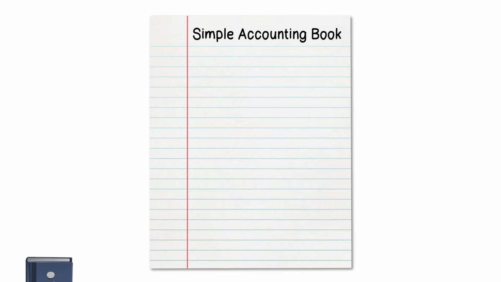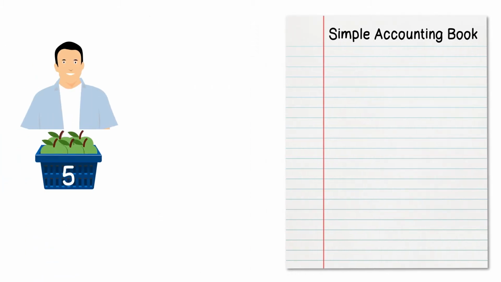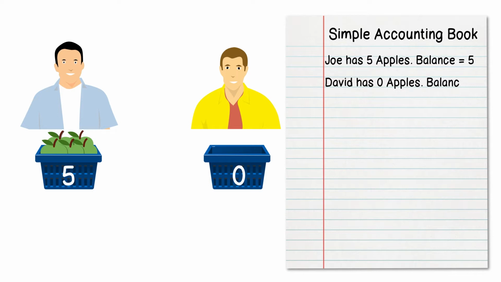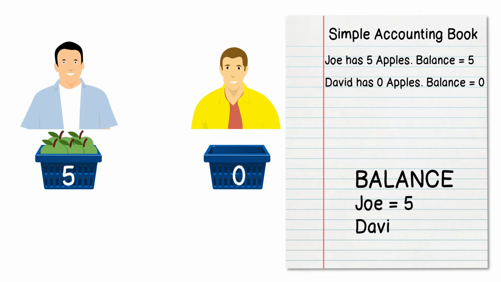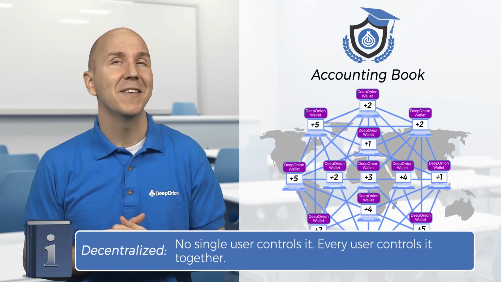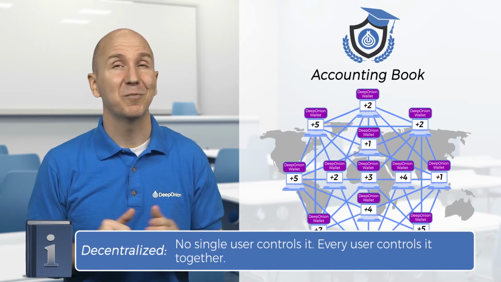For example, Joe has 5 apples. David has 0 apples. It also stores how much money each user holds, called a balance. Joe sends 2 of his apples to David. Joe's new balance is 3, and David's new balance is 2. Since the blockchain is decentralized, this information or data is public and spread to everyone running it.